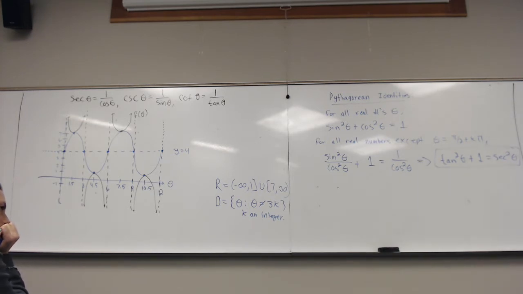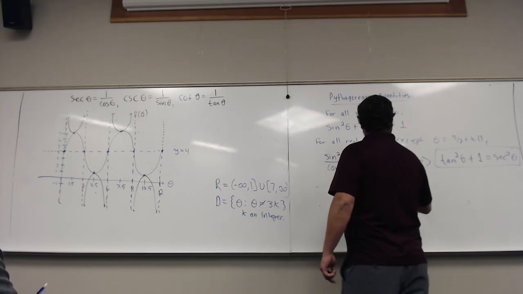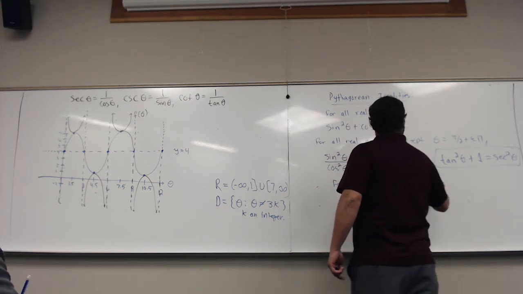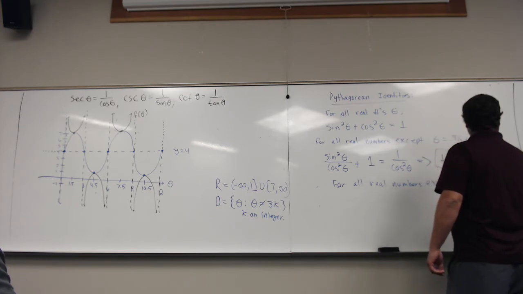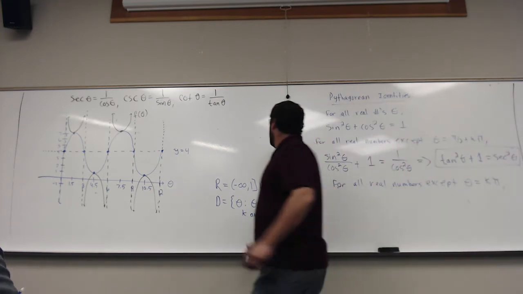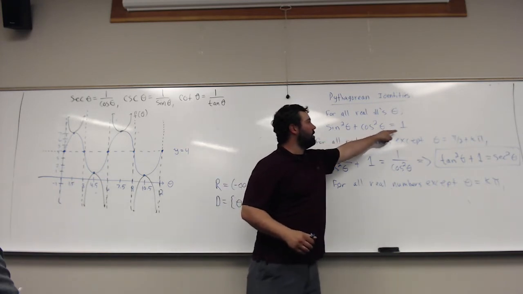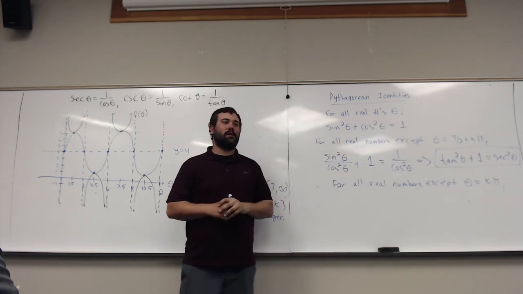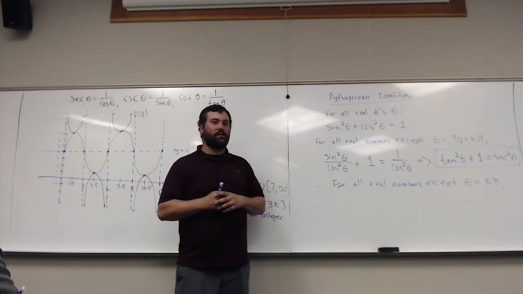And then who has an idea for the third one? So first of all, for all real numbers except theta equals multiples of pi. Okay. So instead of dividing everything by cosine squared, I could divide all three of those terms by sine squared.